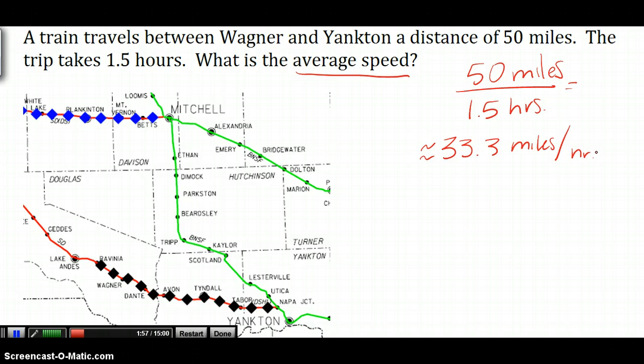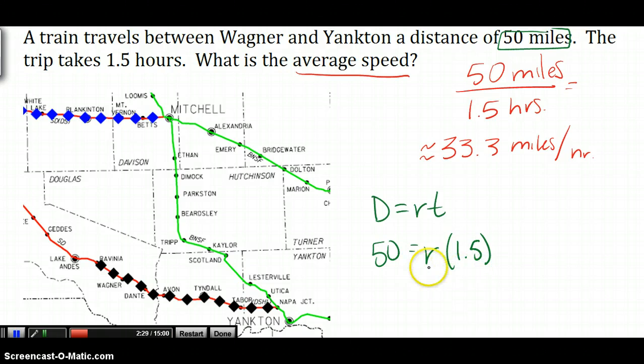Now, if you could come up with that right away, if you remember, there is a formula for distance. We know that distance equals rate times time. Well, the distance we traveled was 50, so now we have a formula. Just plug in what you know. We know the distance was 50. We're looking for the rate. The average speed is a rate, so we don't know that. And the time it took us was 1.5 hours. Now all you have to do is solve for r. So when you do that, you divide by 1.5 and you get the same answer.